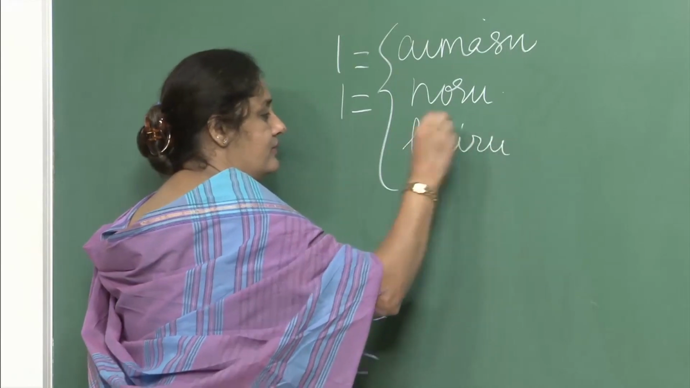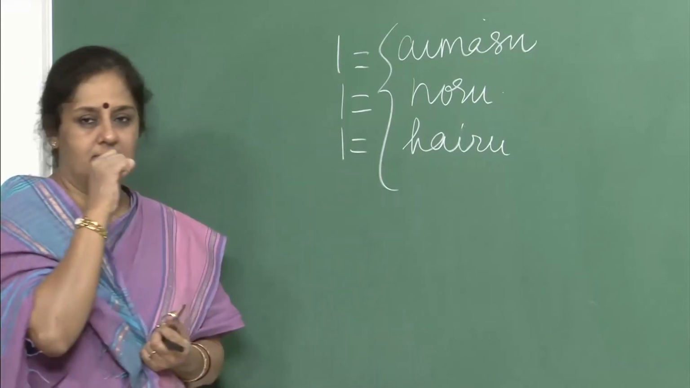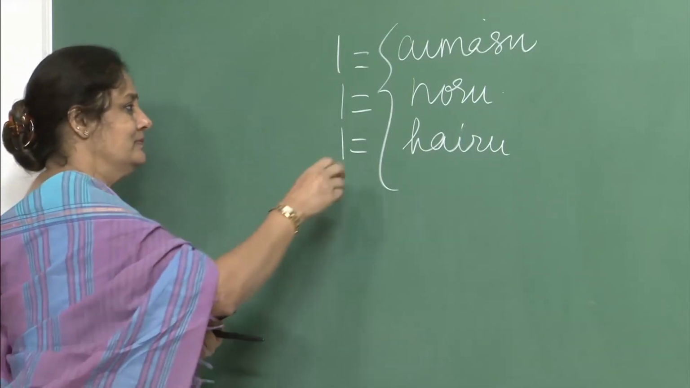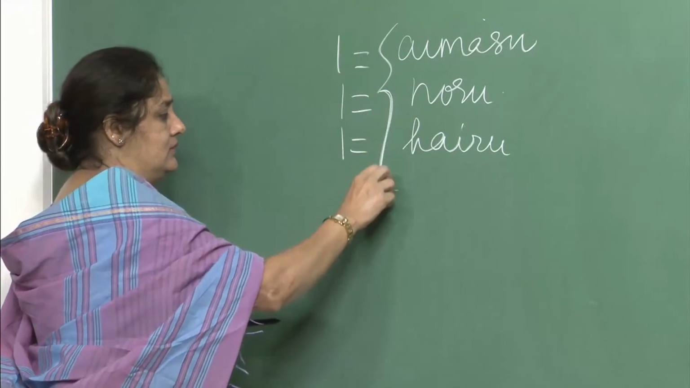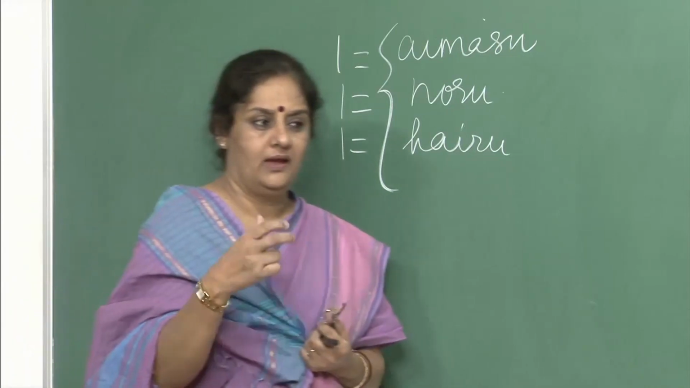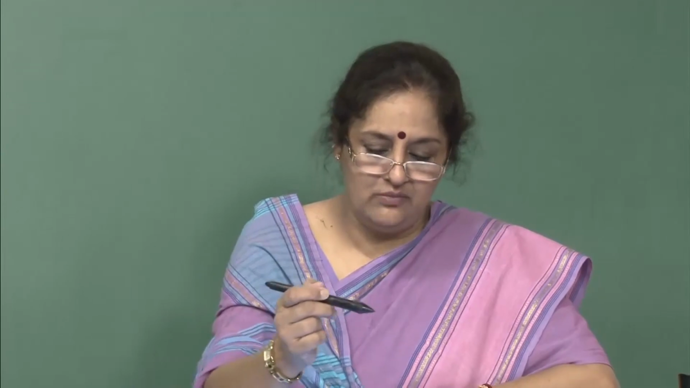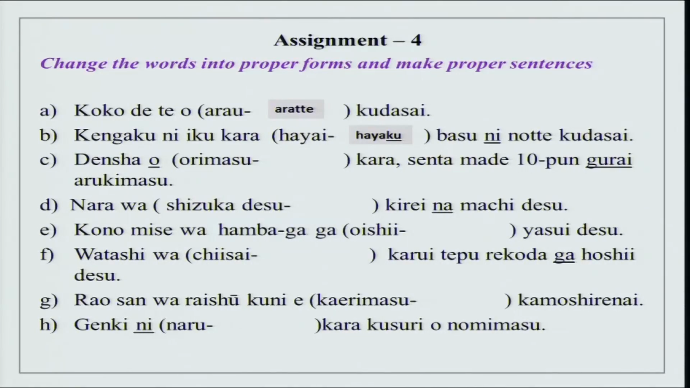Also, another one you have done in sentences: hairu. Class ni hairimasu. Enter a class. Kyoshitsu ni hairimasu. Enter a kyoshitsu, which is again a class. So you enter a certain place. Please remember that particle ni will come with these verbs. There are more of them, but for the time being you have these three. You can remember these.